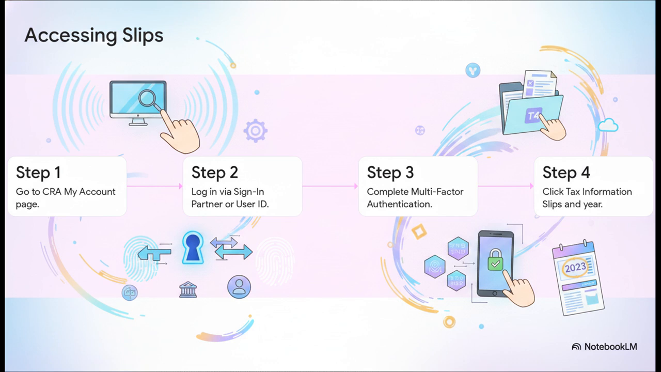Step 3. You'll complete a quick multi-factor authentication. This is usually just a code sent right to your phone. And finally, Step 4. Navigate straight to the Tax Information Slips menu, select your tax year, and boom, there are your documents ready to view.